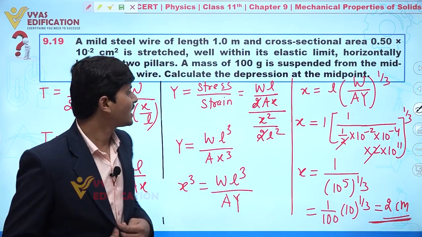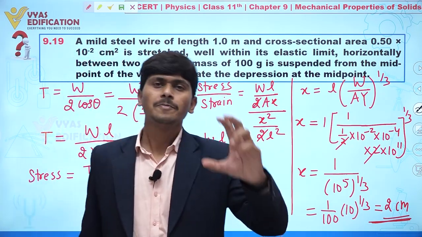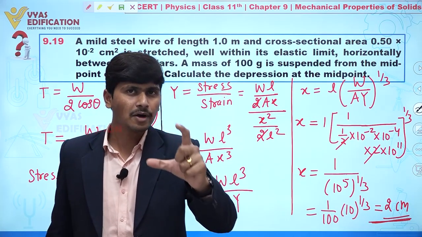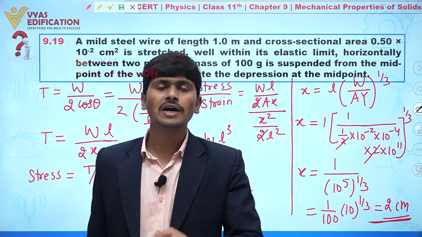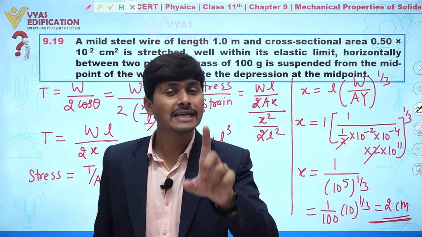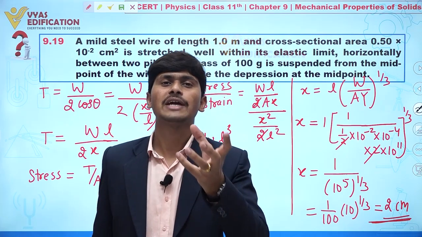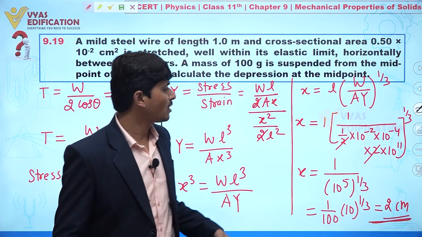So like this we can calculate the sagging portion, or the amount by which this mild steel wire sags when we attach a particular weight at the midpoint of this wire. Clear to everyone? So this is all about this question.